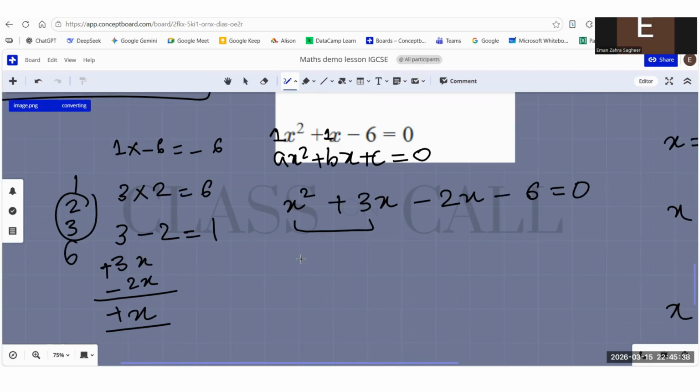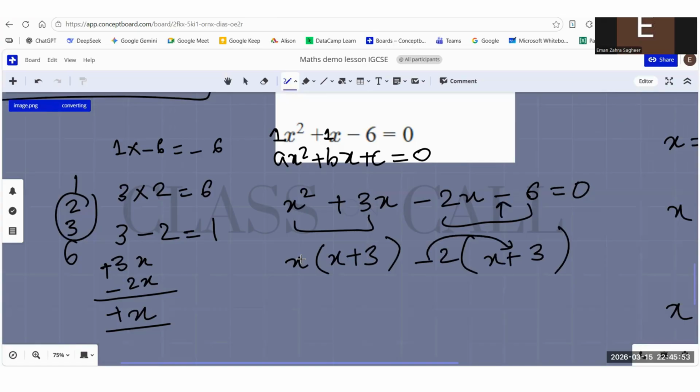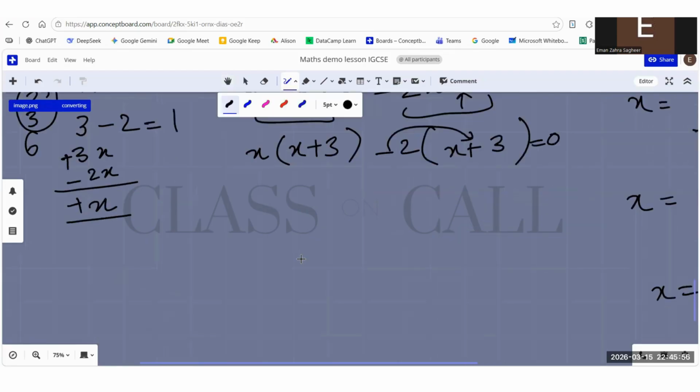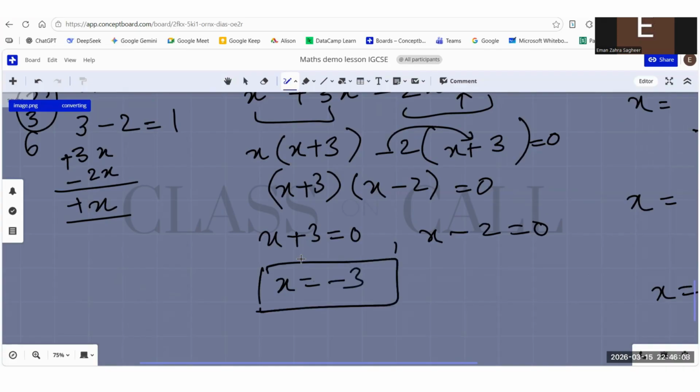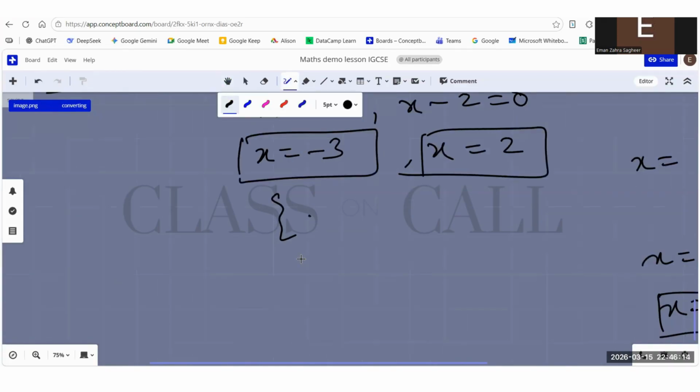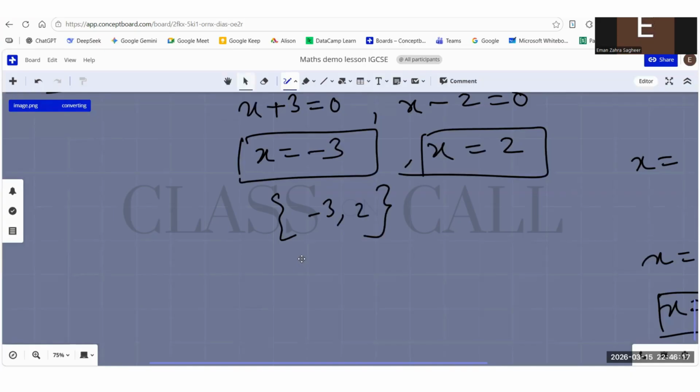Now I'm going to take something common from here, which is x from the first term. So it's going to be x plus 3. And then minus 2, and that's going to be x plus 3, because this minus times plus is going to be minus here. Next is going to be x plus 3 and x minus 2 equals 0. And then set them both equal to 0 to get the values of x. So the first one, the value of x is -3, and the second one is 2, which are the solutions or the roots of the quadratic equation.